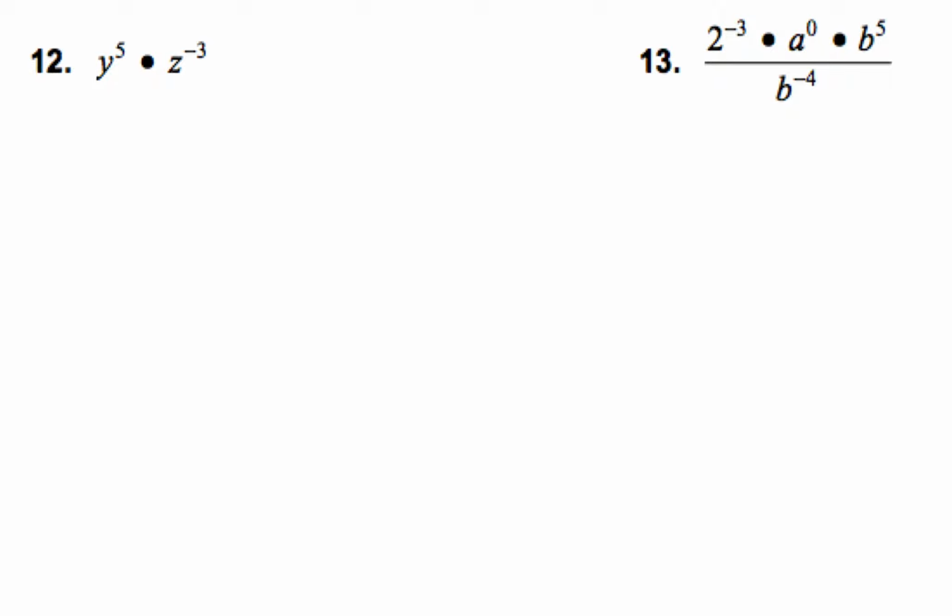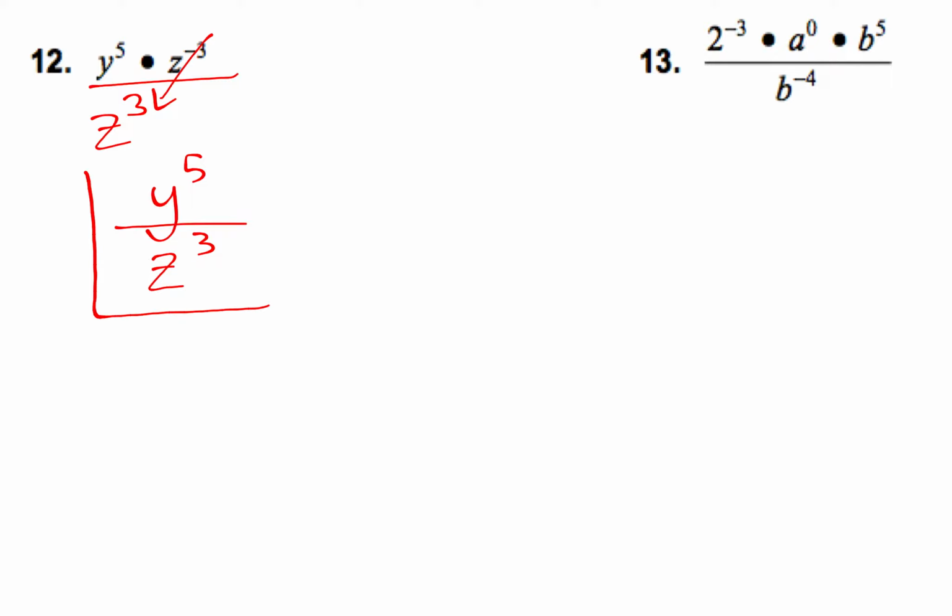Y to the fifth times z to the negative 3. We just want to move z to the negative 3 down to the bottom and make it z to the positive 3. And we get our answer, y to the fifth over z to the third.